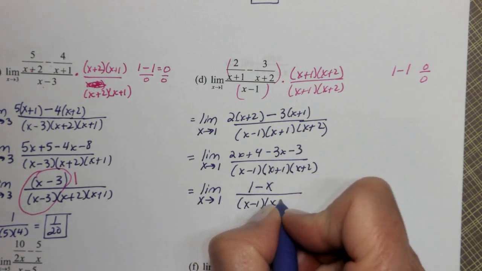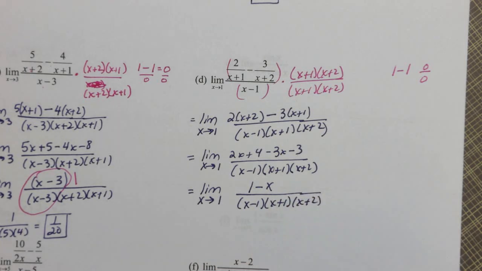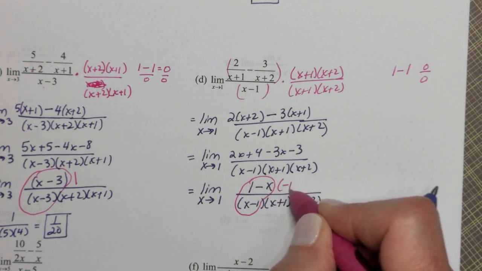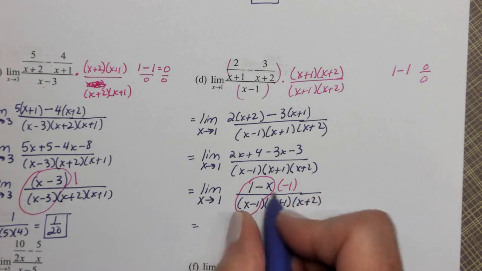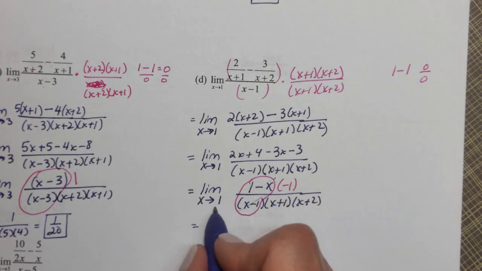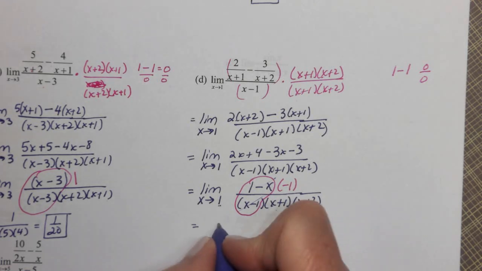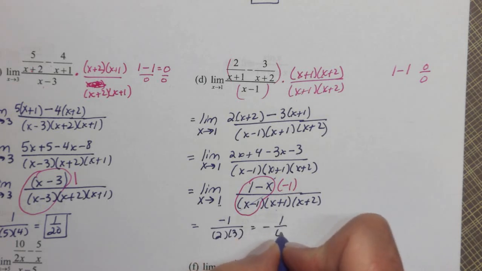Did we find our hole? Yes, we did, but it doesn't cancel to a 1, does it? It cancels to a -1, so be careful with that. Now that we cancel these, we're going to plug 1 in for x for our remaining x's. We'll have a negative 1 over 2 times 3, so negative 1/6.